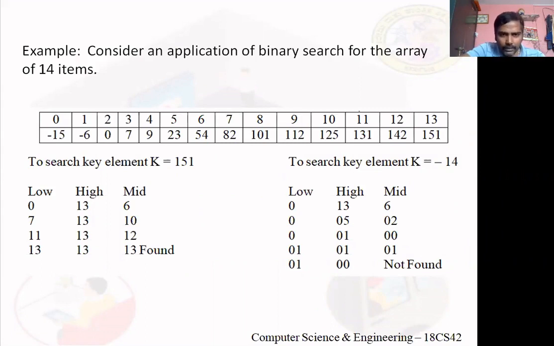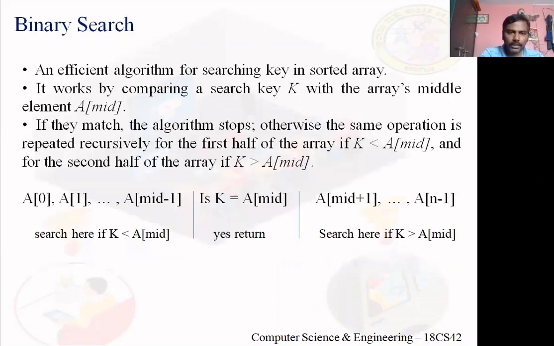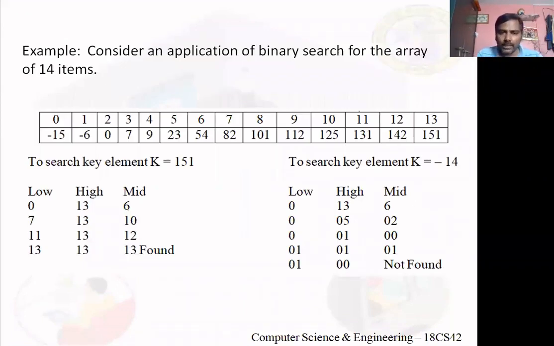Now let me come to the previous slide. It says the algorithm works by comparing a search key with the array's middle element, A of mid. So what is mid? 6, right? A of mid, that is A of 6, here it's 54. Listen cautiously. The mid element is 54, but the key element is 151.